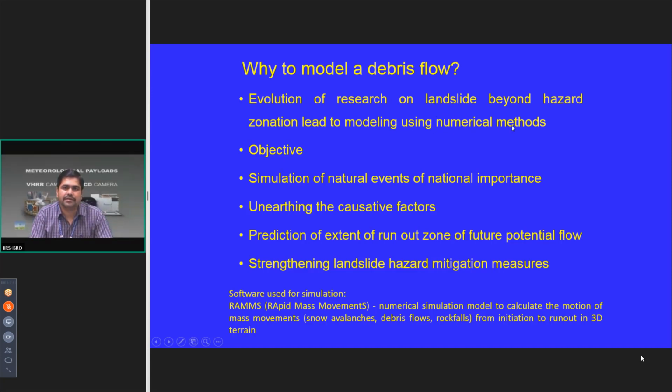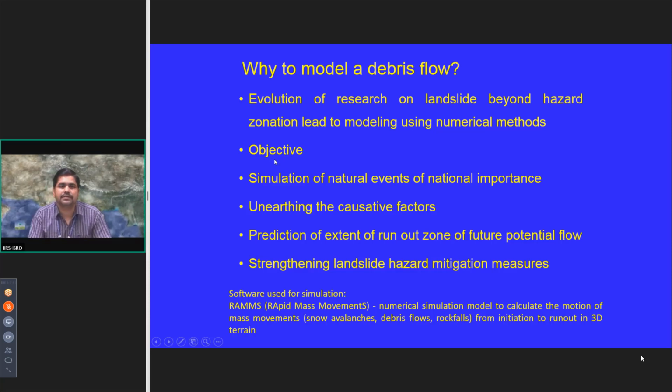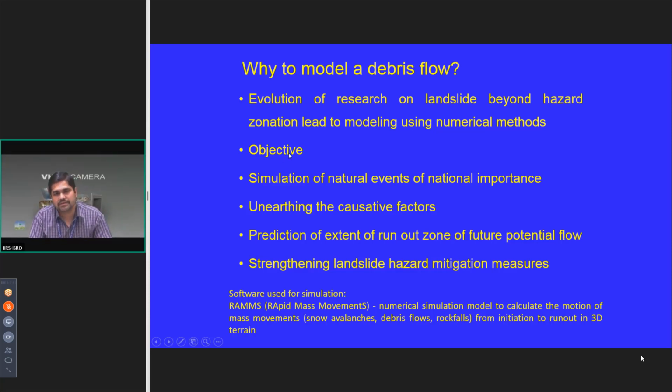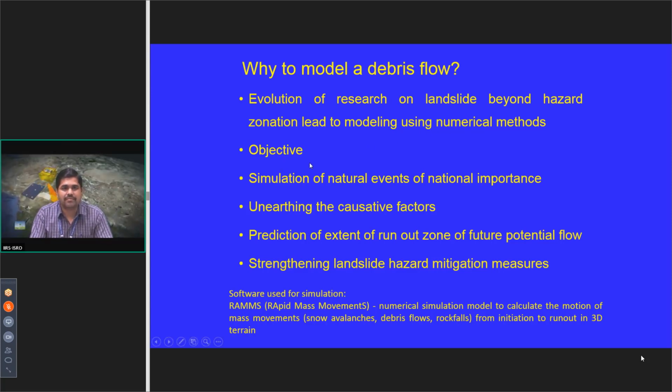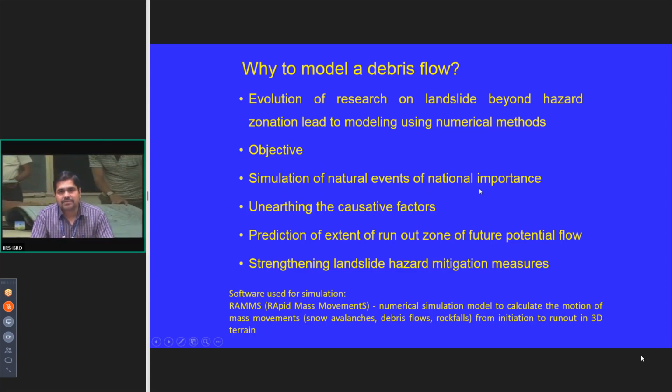And obviously if you are doing the modeling by numerical methods, there lies the magic, because numerical methods are linked to objective outputs. So anybody working in Uttarakhand, in Dehradun, or somewhere else in the world, if they use the same numerical method, they are supposed to get the same output. The same is not true for hazard zonation, which is subjective, and this particular method is very much objective. It's simply playing with the mathematics. Simulation of natural events of national importance has become very important.